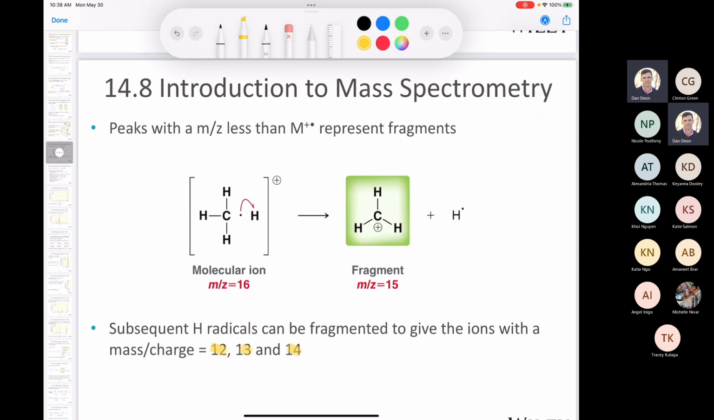Now, if you're wondering, can you show me what that looks like when it breaks apart and breaks apart again and again? Don't worry about that quite yet. Let's just worry about the most important points of mass spec since we're just learning the subject.